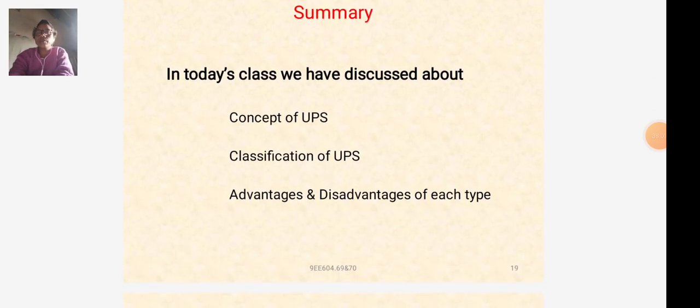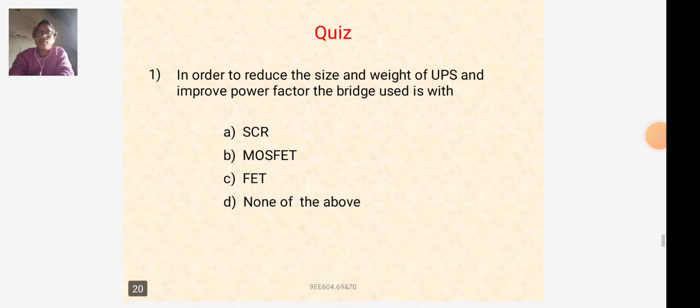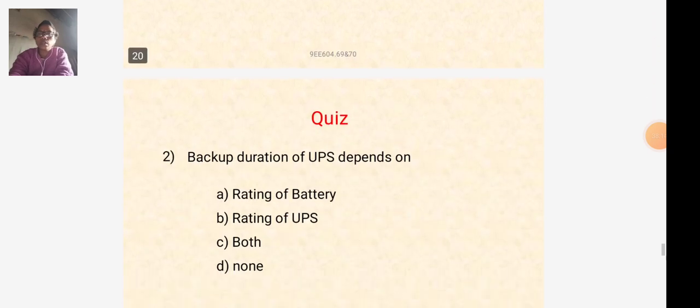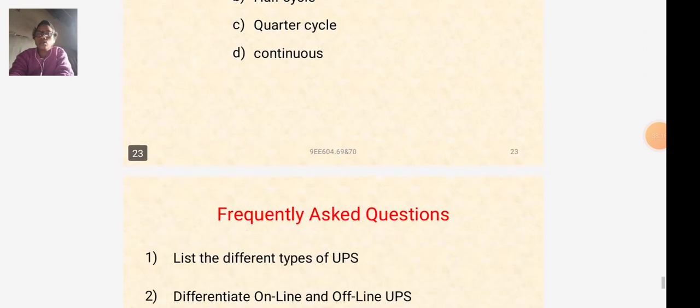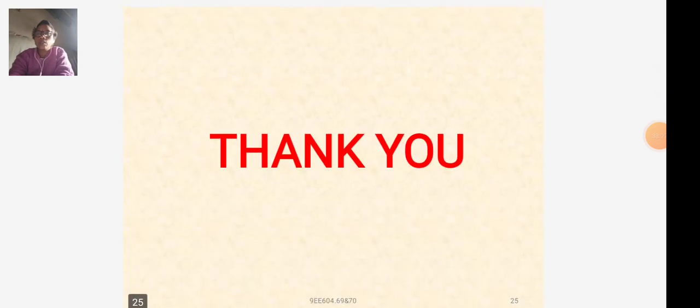So today we discussed the concept of UPS, classification of UPS, and a few advantages and disadvantages, and we have a few quiz questions here and also a few frequently asked questions. So this is today's class about online and offline UPS.